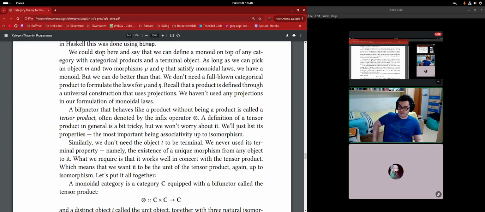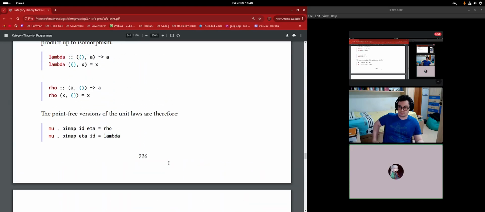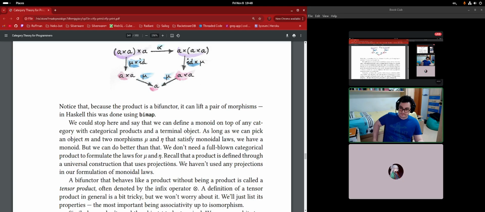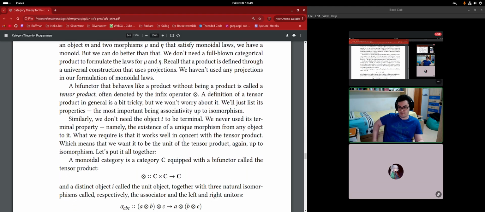And then we go to a special case of the bifunctor, which behaves like a product without being a product. It is called a tensor product. What are we calling behaves like a product? Basically, it needs to follow the laws of associativity and identity. You could apply this to some types actually, using void as the identity as well. So we're going to call this bifunctor a tensor product, often denoted by an infix operator. A definition of a tensor product in general is a bit tricky, but we're not going to worry about it. We just list its properties, the most important being associativity up to isomorphism.